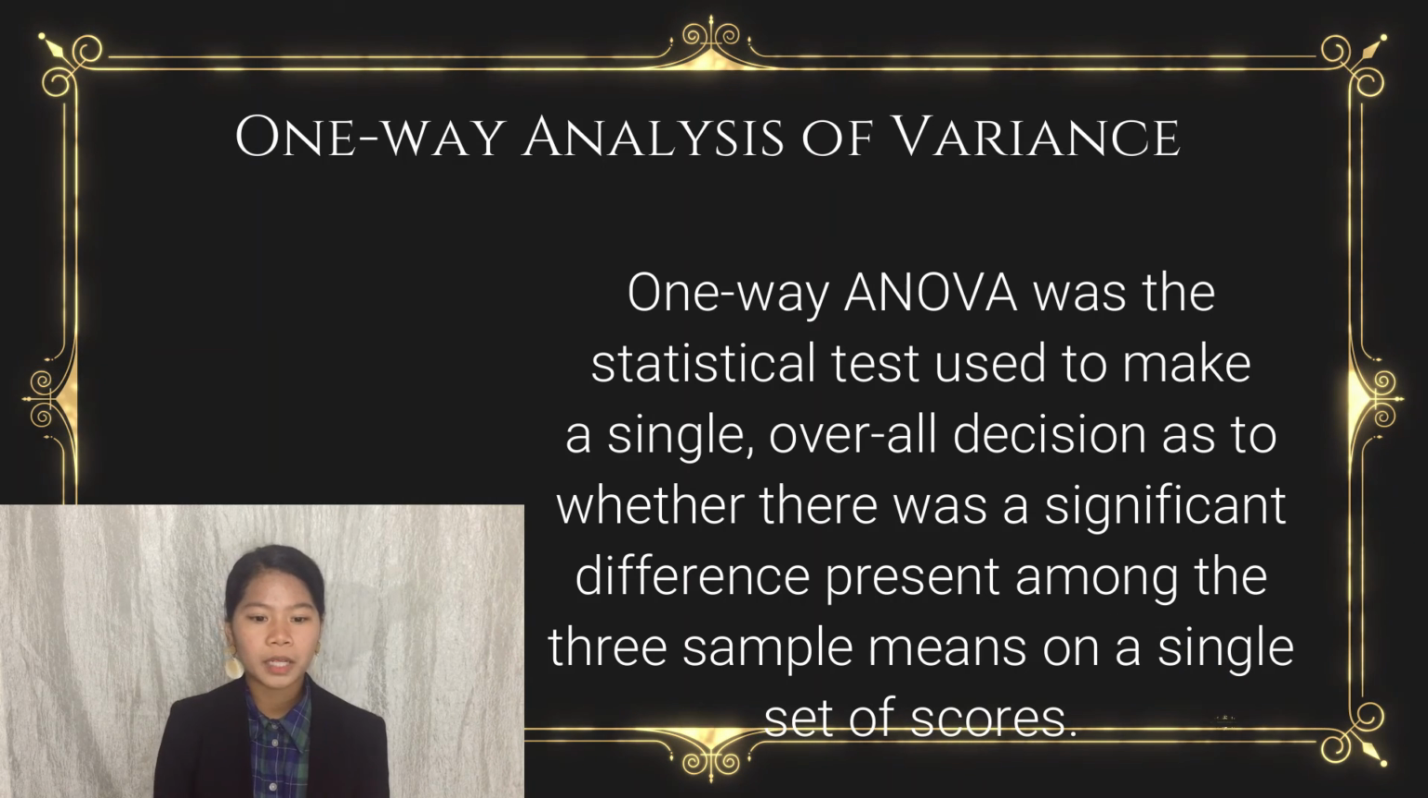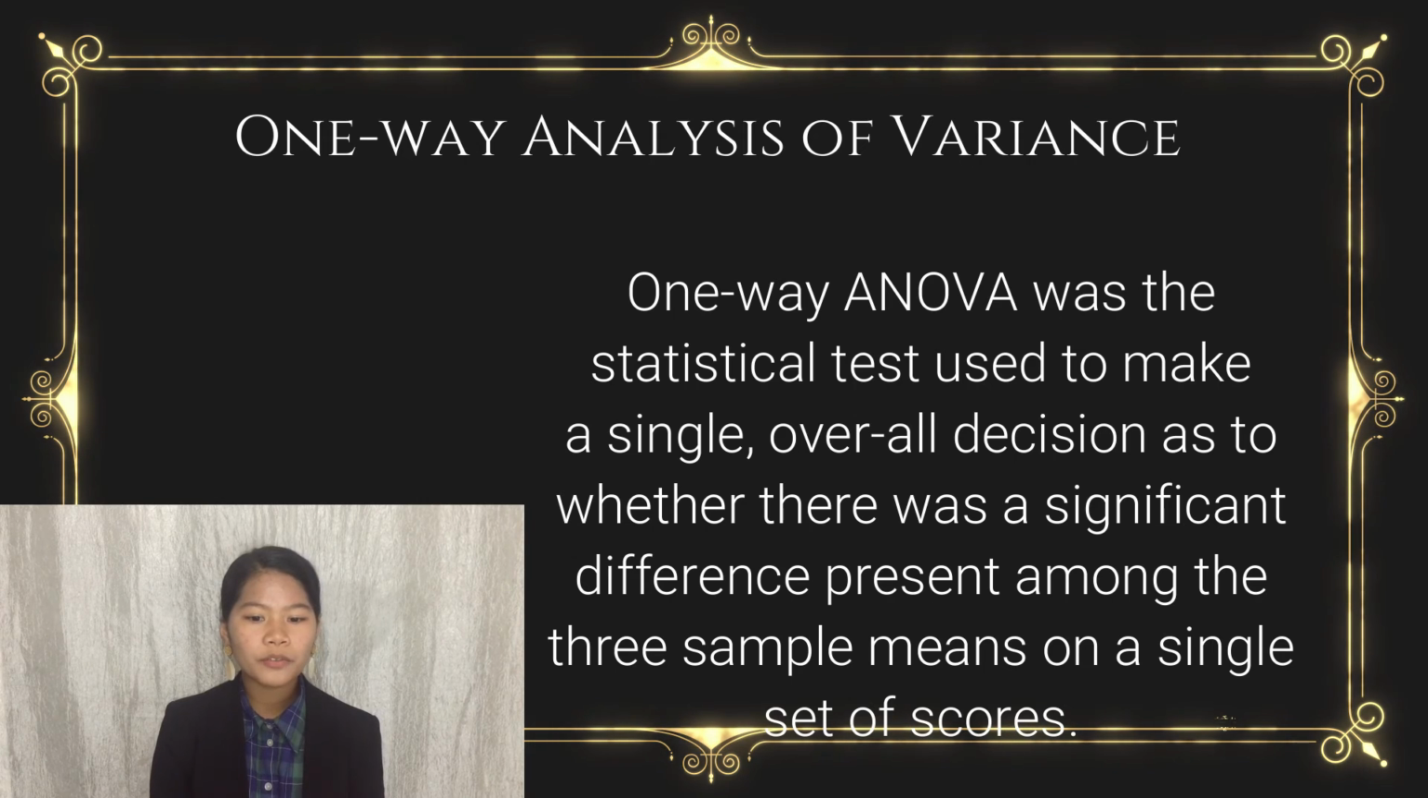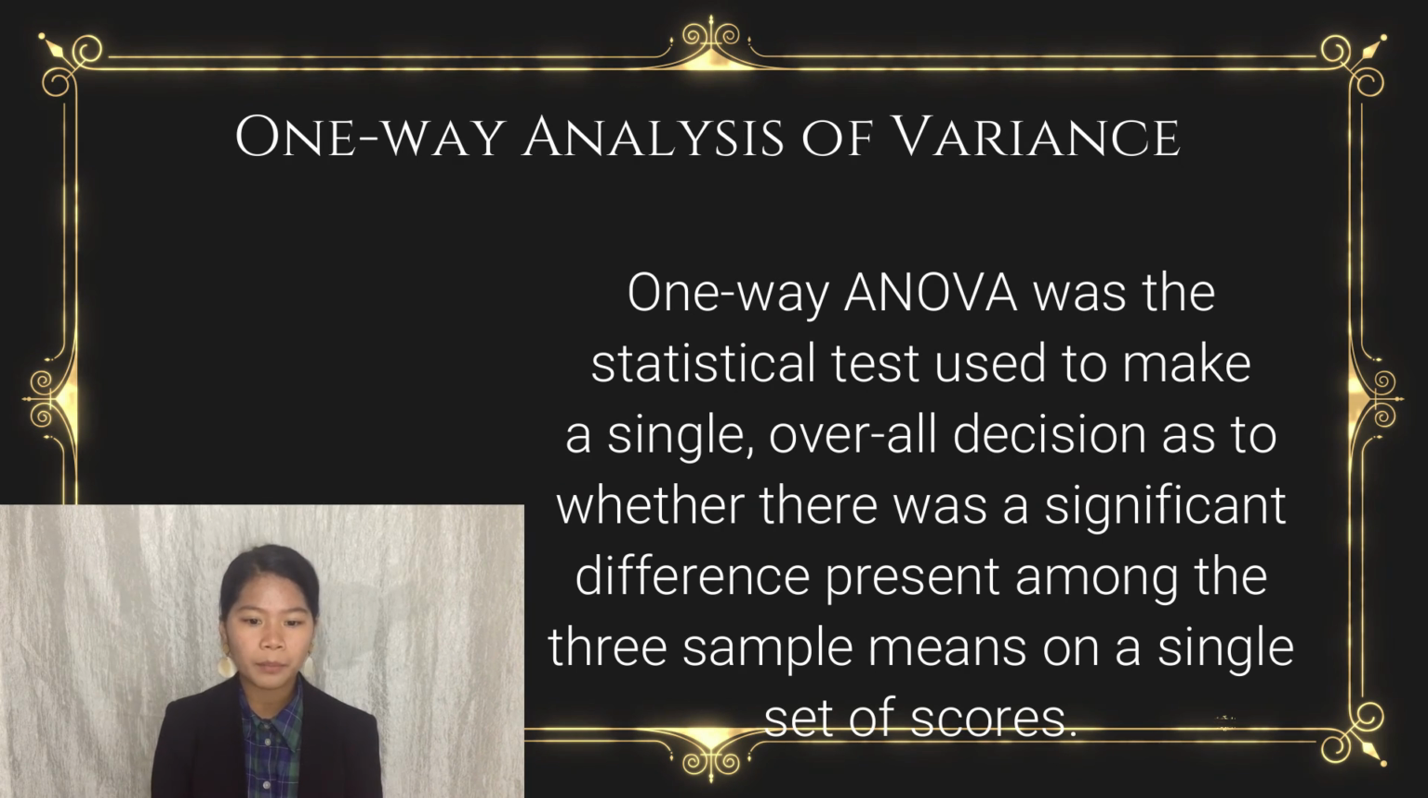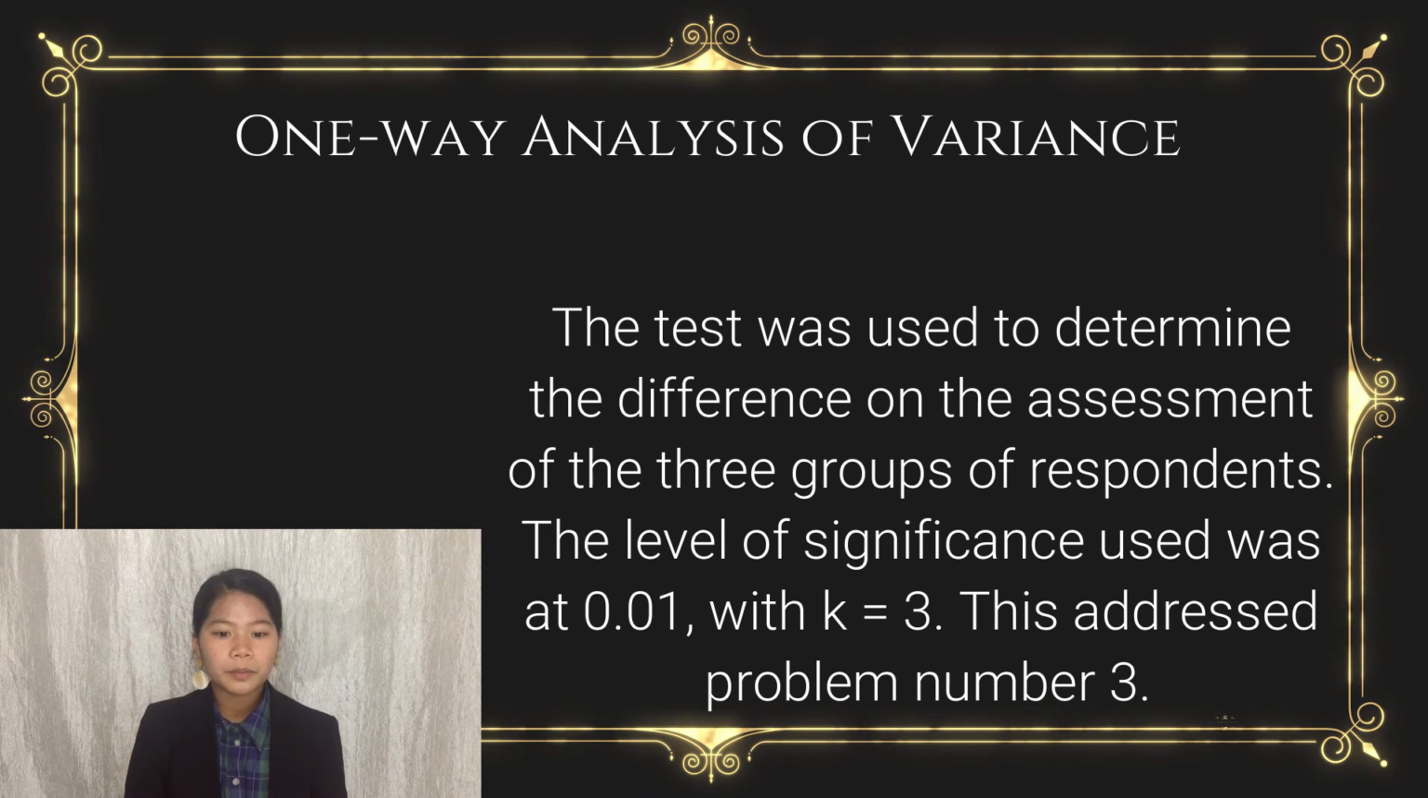One-way analysis of variance. One-way ANOVA was the statistical test used to make a single, overall decision as to whether there was a significant difference among the 3 sample means on a single set of scores. The test was used to determine the difference in the assessment of the 3 groups of respondents. The level of significance used was 0.01 with k equals 3. This addressed problem number 3.